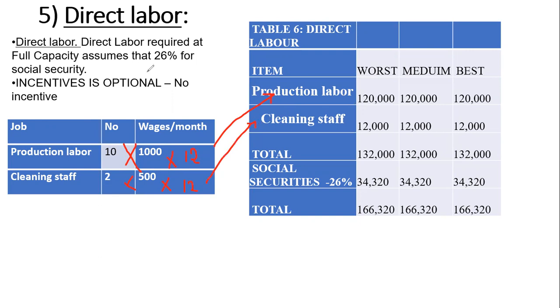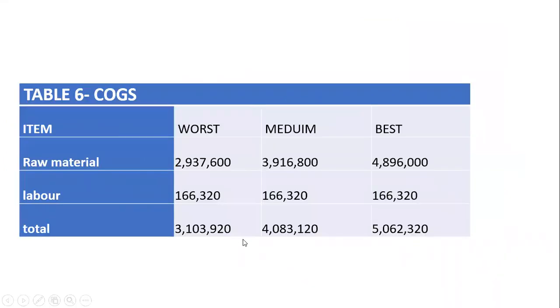We need to look for the social security. Social security is 26%. So I'm going to take this value and multiply it by 26% as social security. This will give me the amount of 34,000 as you see here. The summation of both of them gives me the total direct labor. So I have the direct labor and I have the raw material. Then we find the COGS first: the raw material plus the labor, I add them.